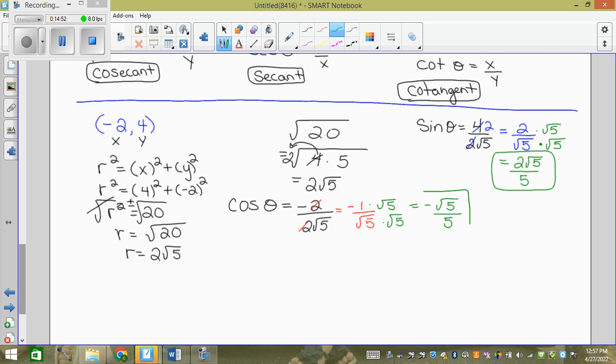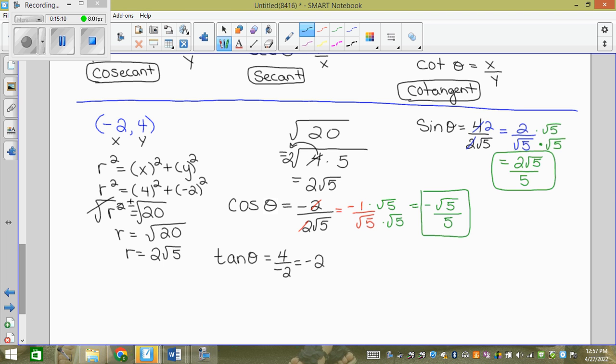So that's cos. Tan is tan. So it's 4 over negative 2, which is just negative 2.